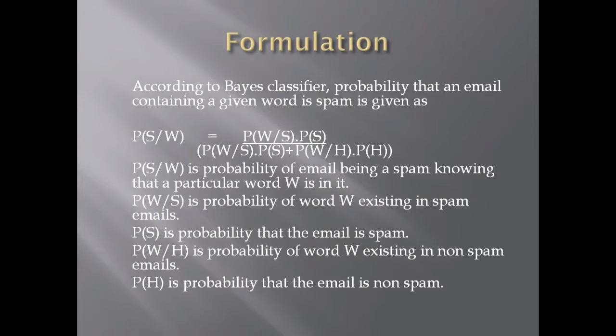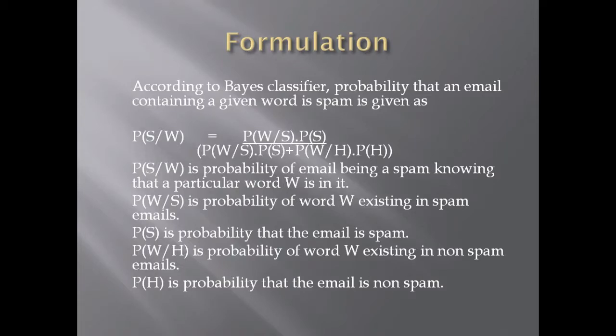According to the Bayes classifier, the probability that an email containing a given word is spam is given by the formula which you can see in the video. Here P(S|W) is the probability of the email being spam given that a particular word W is in it. P(W|S) is the probability of word W existing in spam emails. P(S) is the probability that an email is spam. Similarly, P(H) is the probability that an email is not spam. P(W|H) is the probability of word W existing in non-spam emails.